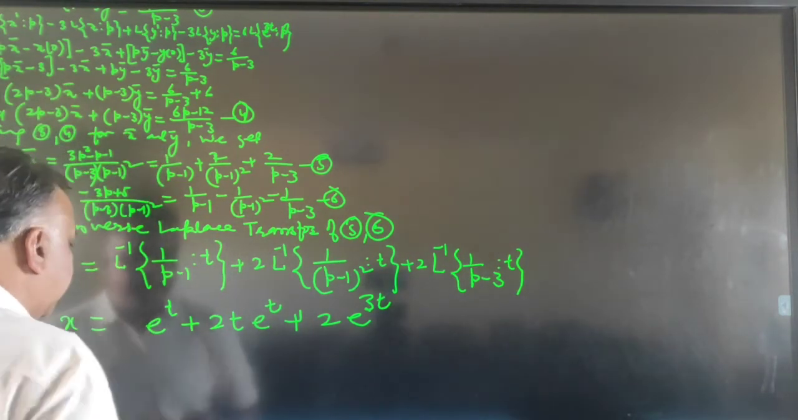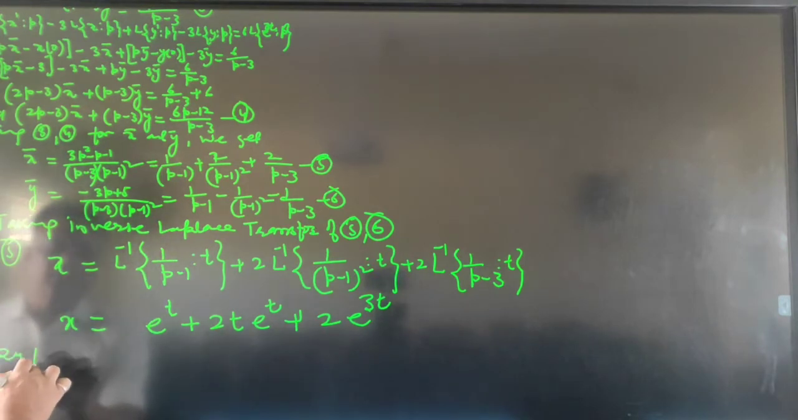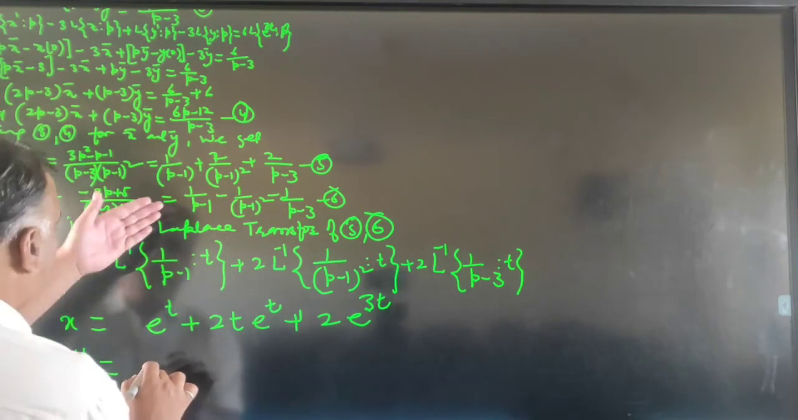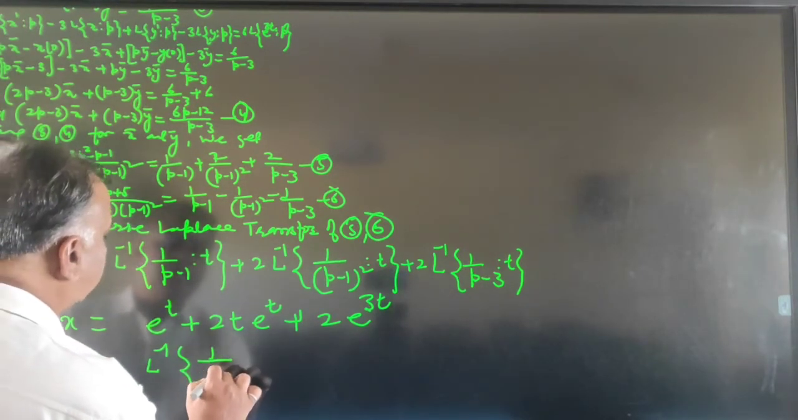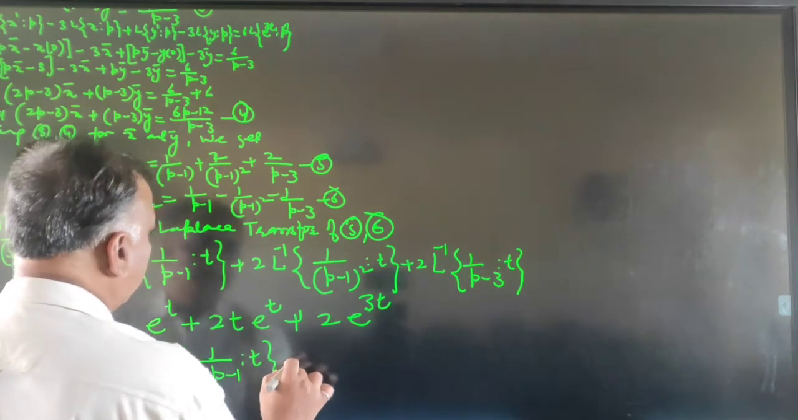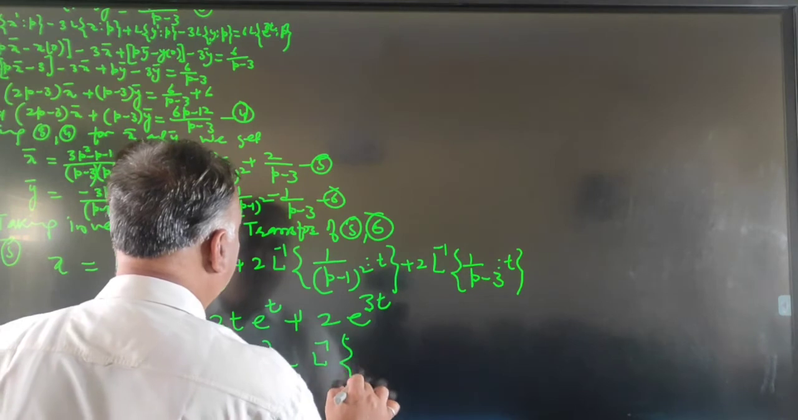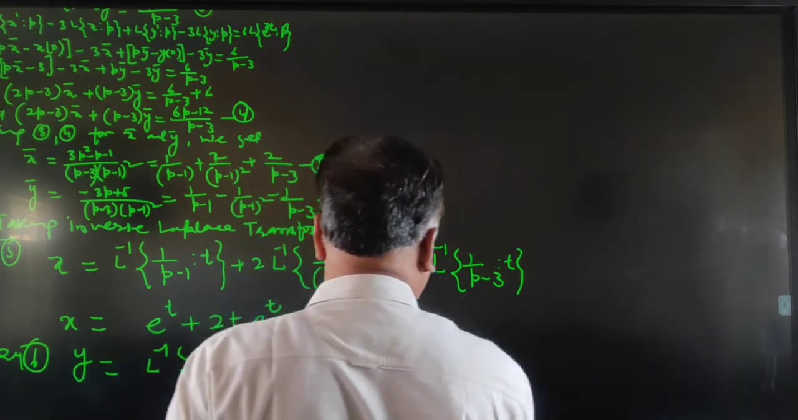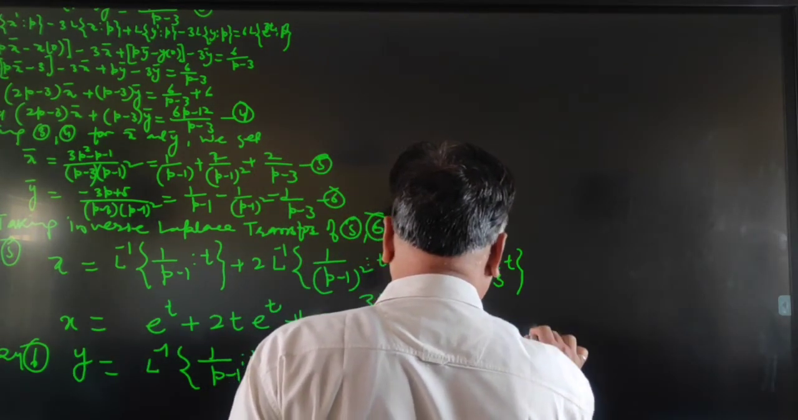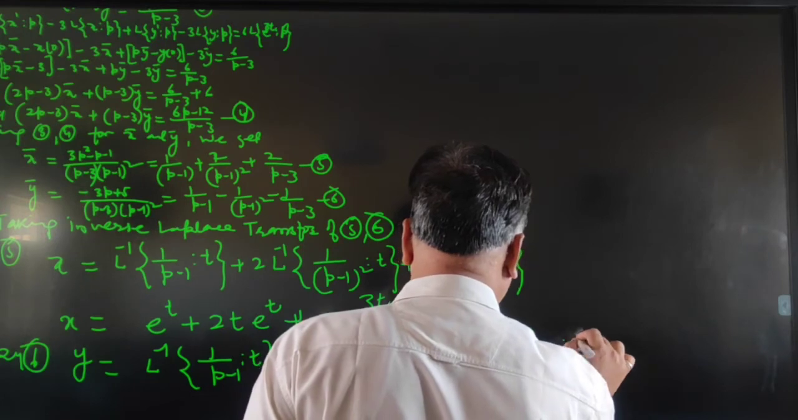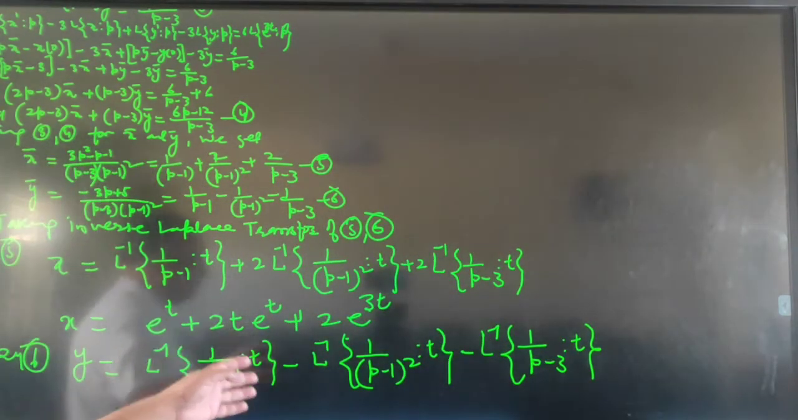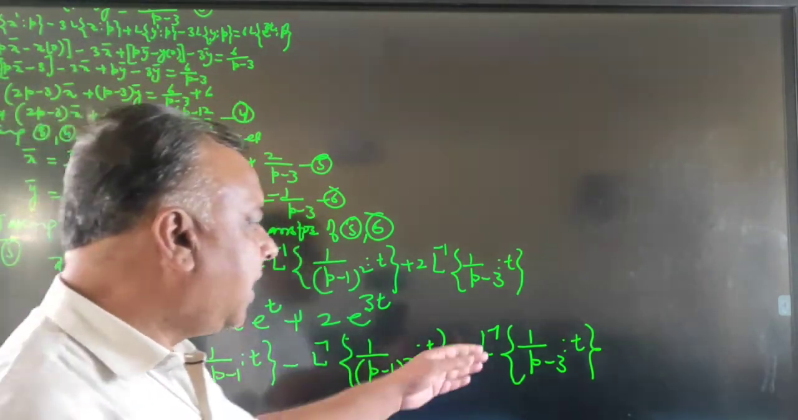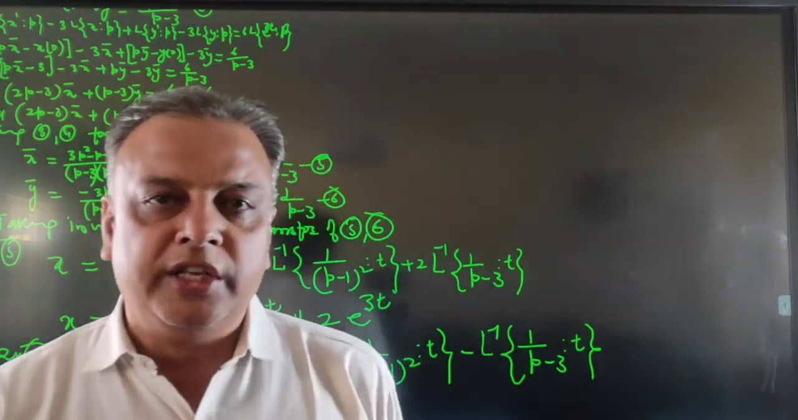Similarly, by 6, if we take the inverse Laplace transformation of y bar, then we get y is equal to the inverse Laplace transformation of 1 upon p minus 1 with respect to t, minus the inverse Laplace transformation of 1 upon p minus 1 whole square with respect to t, minus the inverse Laplace transformation of 1 upon p minus 3 with respect to t. The inverse Laplace transformation of 1 upon p minus 1 is e raised to t, and that of 1 upon p minus 3 is e raised to 3t.